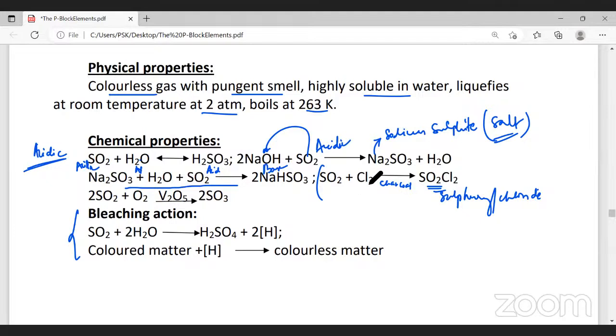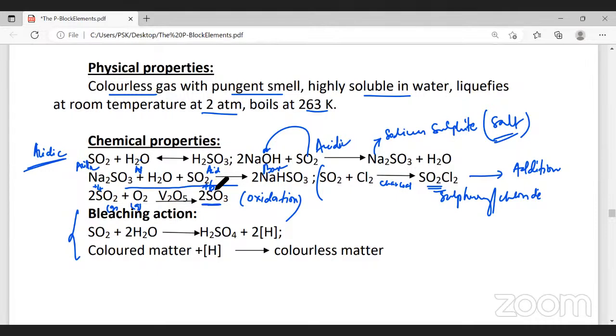Next reaction. The first one, we proved sulfur dioxide to be acidic in nature. The second reaction is addition reaction. The third reaction is also an addition reaction, or it can also be called an oxidation reaction. When we oxidize sulfur dioxide gas using vanadium pentoxide as a catalyst, we get sulfur trioxide. Since oxygen is added, we call it an addition reaction, but it is actually oxidation. Here, the oxidation number of sulfur is +4, and here it is +6. Increase in oxidation number is called oxidation.